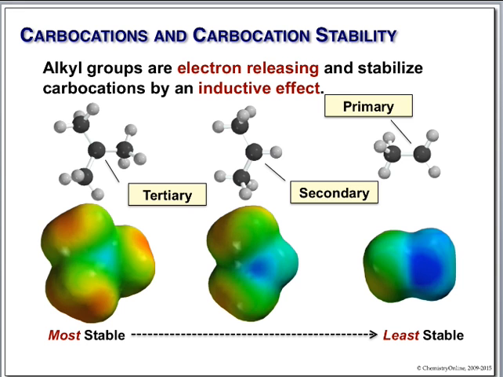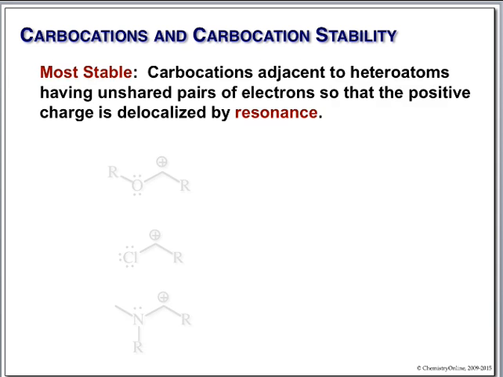Now, you can have carbocations that are attached to other things, not just other carbons. For example, if I put a carbocation here next to an oxygen, this is going to be a very, very stable carbocation. And the reason is the oxygen, and basically anything with a lone pair, can move the electrons in by resonance to neutralize it and put the positive charge on the oxygen.